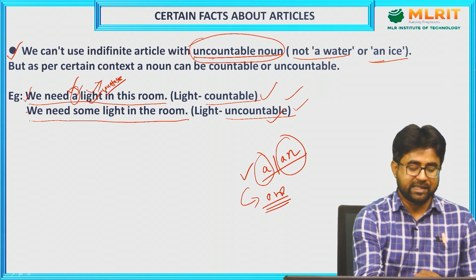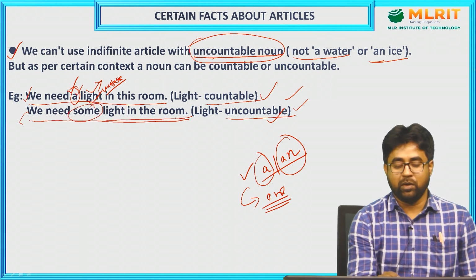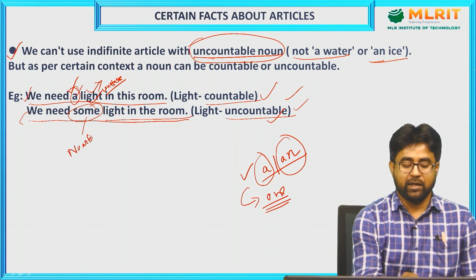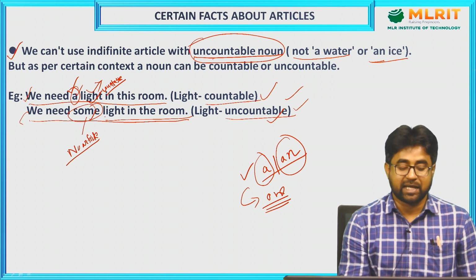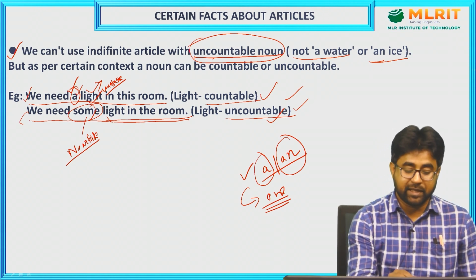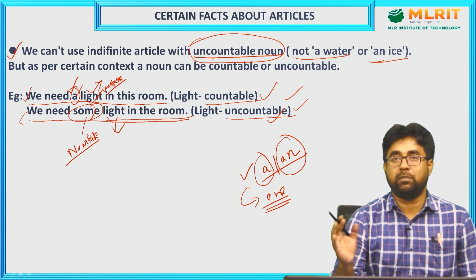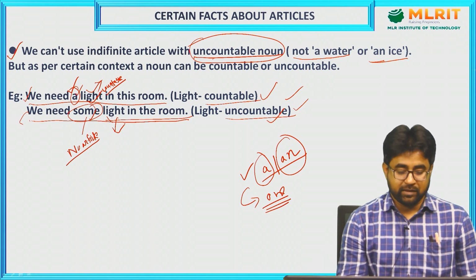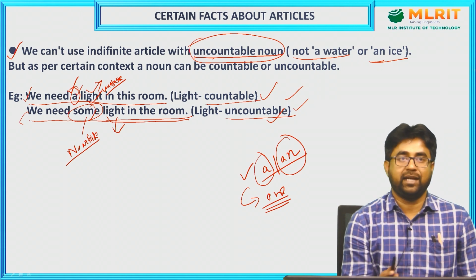Now see the second sentence, we need some light in the room. So I am not using any article here, no article, right? So why no article? Because in this context, I cannot use we need a light, because my intention here is to talk about the general light, not the bulb or the countable form of light, but light in general, sunlight, let's say, for example. So that's why I am not using any article here.